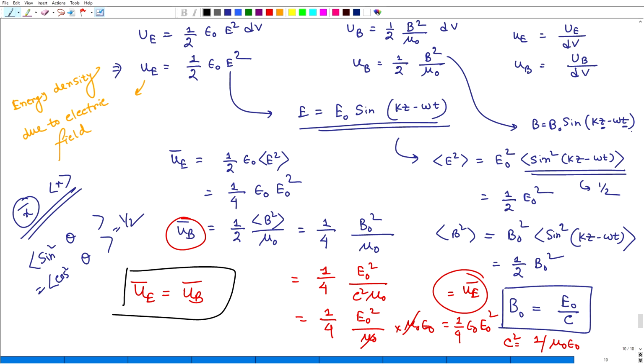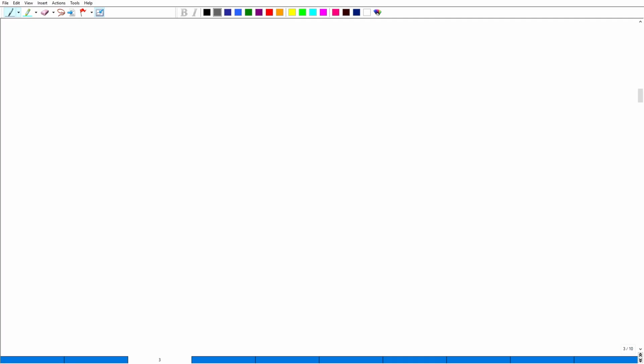It implies that the energy is equally distributed in the electric field and the magnetic field, as the average is the same. In electromagnetic waves, we know that there are two fields, electric and magnetic field, and both have separate energy density, but if we consider the average value, that means the full oscillation, the full wave, then we can say the energy is distributed in the same fashion in electric field and magnetic field. So, what will be total energy density?